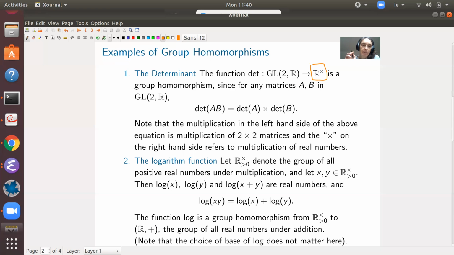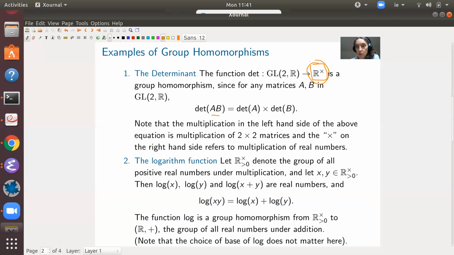Okay, what does that mean? It means that if we take a pair of matrices in GL2R, so a pair of invertible 2 by 2 matrices, and multiply them as 2 by 2 matrices, that gives us the matrix product AB, which is again a 2 by 2 matrix. Then if we apply the determinant function, that calculates the determinant of the product, and that should give us the same outcome as if we separately apply the determinant function to A and B and take the product, in the real numbers under multiplication, of those two determinants.